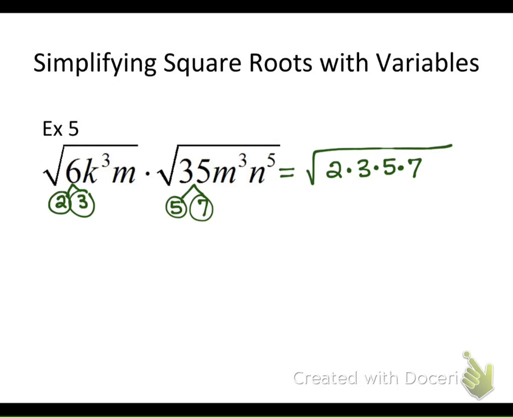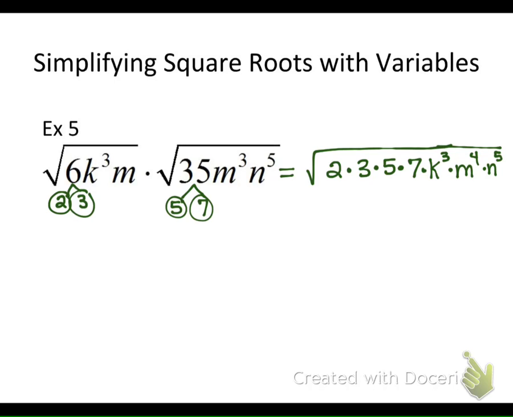Okay, now the new part, our variables. So I'm going to look on my first one, k. Does this square root have a k? No. So I'm just going to bring the k to the third power over. Then I'm going to look at my m. This one has an m. So how many m's are here? 1. So what's 1 plus 3? So m to the 4th. So I'm done with the k, I'm done with the m's, and then I have to remember to include the n to the 5th.